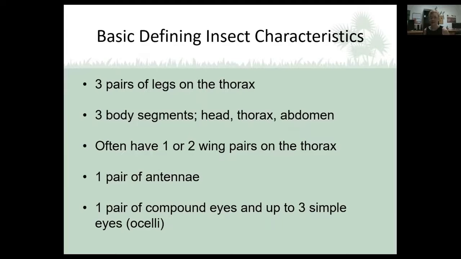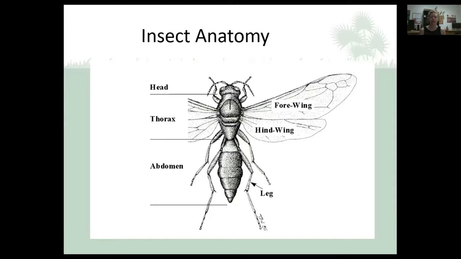They also have a single pair of compound eyes, which are like awesome eyes, and they also have 1 to 3 simple eyes, which are known as ocelli. They're mostly just for light reception. They don't really see or produce an image. So this is from above, as in this picture. The legs can sometimes appear on insects as though they arise from different parts of the body, but they all originate right here in this center segment, the thorax, which is important to keep in mind, and so do the wings.